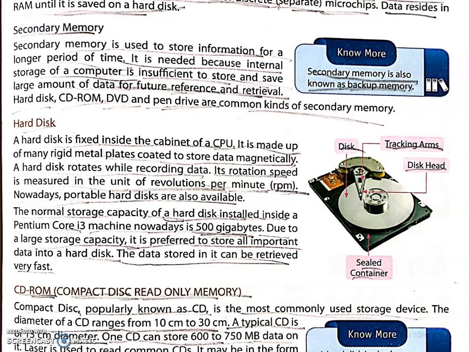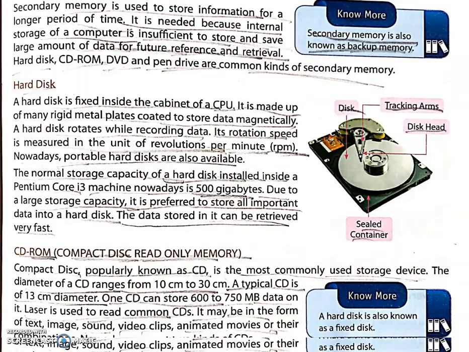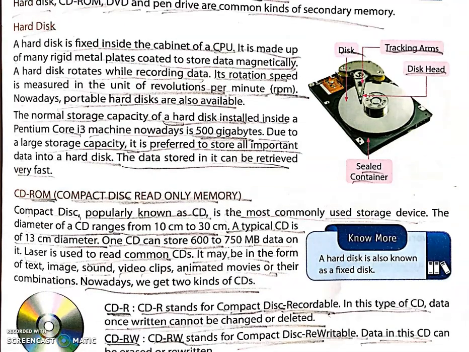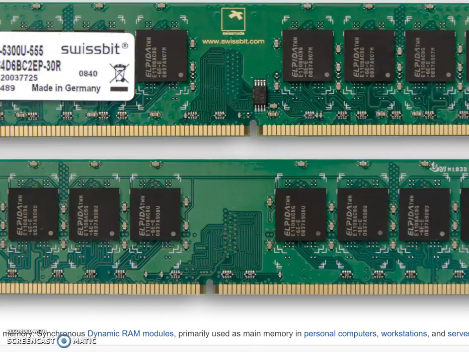Now you know that if you store a lot of songs or a lot of data on your computer, then your computer space will get full. So that is why you need some sort of secondary memory which can save your data and you can use it again and again. The most popular secondary memory is the hard disk. Most computers have a hard disk built inside them. A hard disk is fixed inside the cabinet of a CPU. What is CPU? Central Processing Unit.